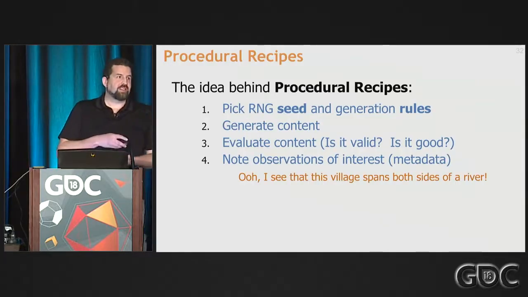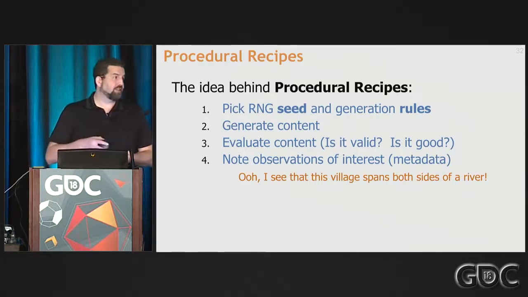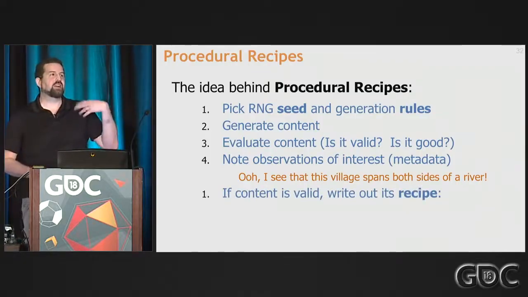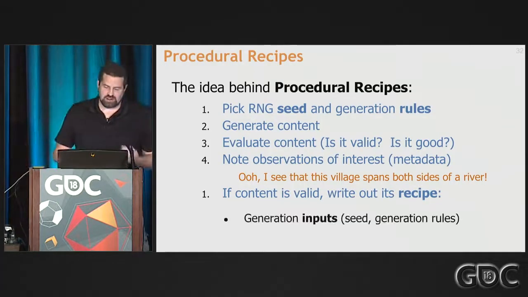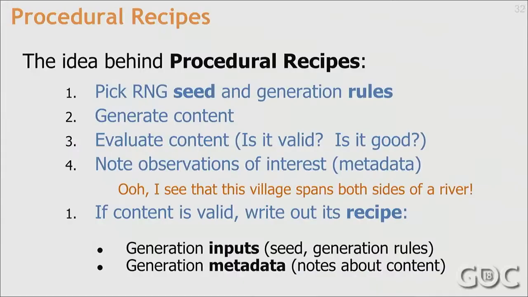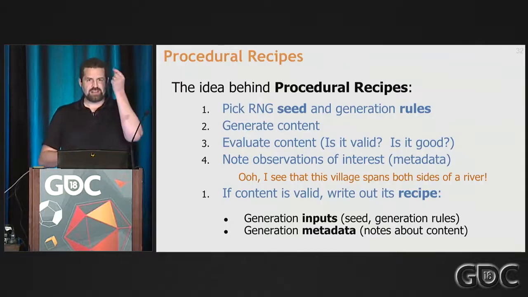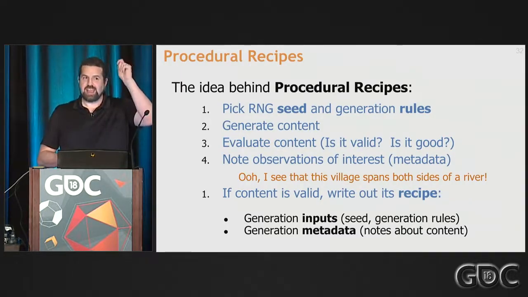Oh, that's interesting. I see that this village ends up spanning both sides of a river. Okay, note that. If the content's valid, you write out its recipe. So the recipe officially then is the inputs you needed to generate it, and then some notes about what was generated. Then you throw it away. So now all you're left with is this tiny little recipe that's like a little receipt that says, hey, I know that you can generate this thing and it will be valid.